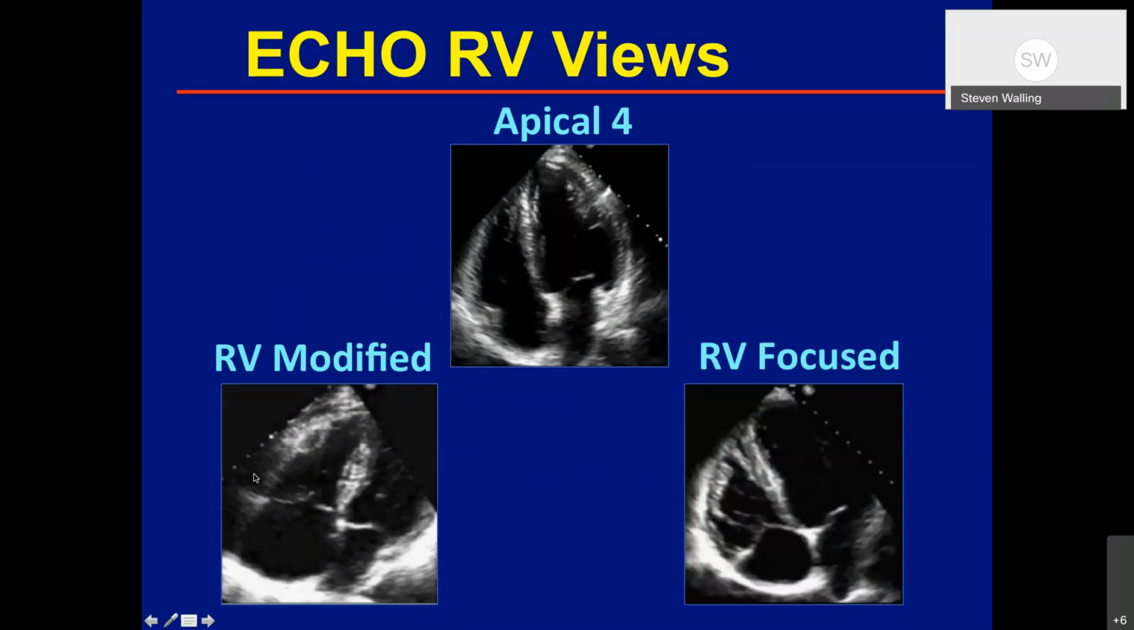As you see here, the modified view usually gives you the best view of the lateral free wall. It also gives you the max longitudinal distance of the RV. So that's the RV modified view. And the RV focused view gives you a larger minor dimension, so this should be wider than any other views. We also typically use this view for RV global longitudinal strain. So those are the views we need to keep in mind for RV echo.